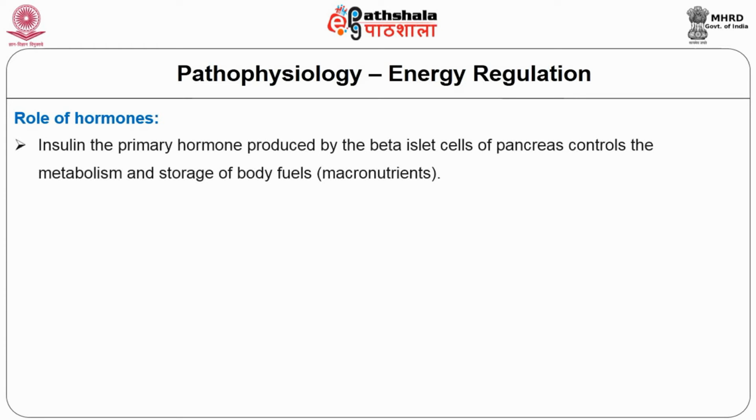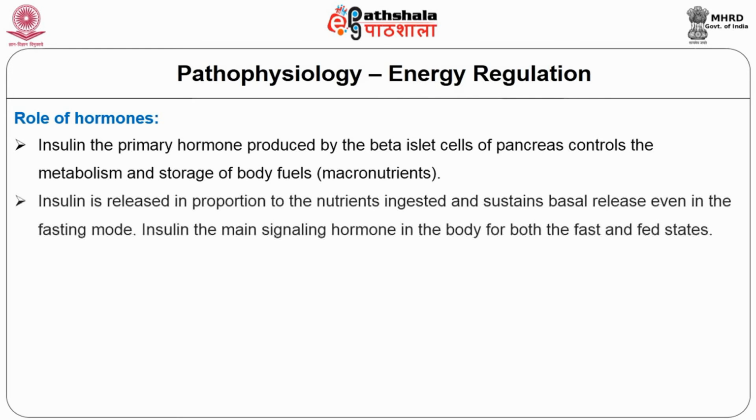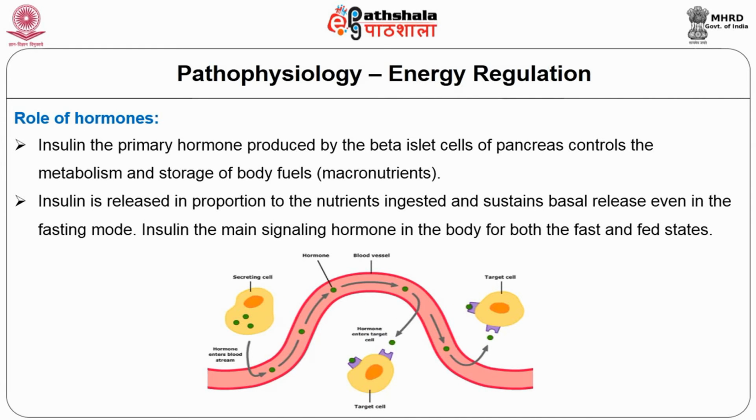The role of the hormone insulin: it is the primary hormone produced by the beta islet cells, and it controls the metabolism and storage of body fuels, the macronutrients. Insulin is released in proportion to the meal ingested, and even in the fasting state it sustains a basal amount of insulin. It is the main signaling hormone in the body for both the fasting and the fed state.